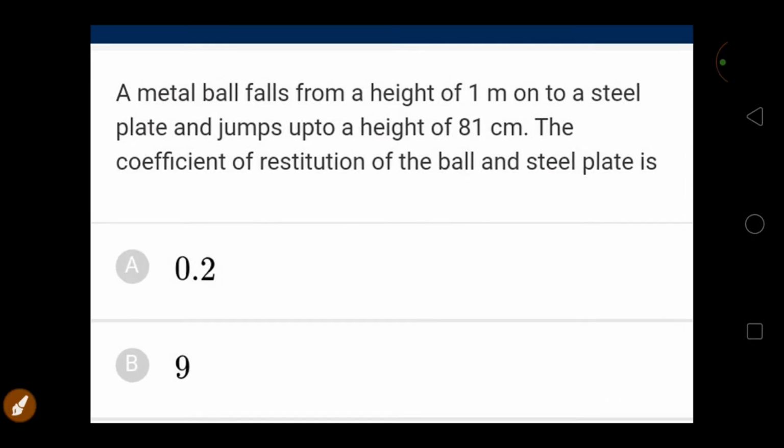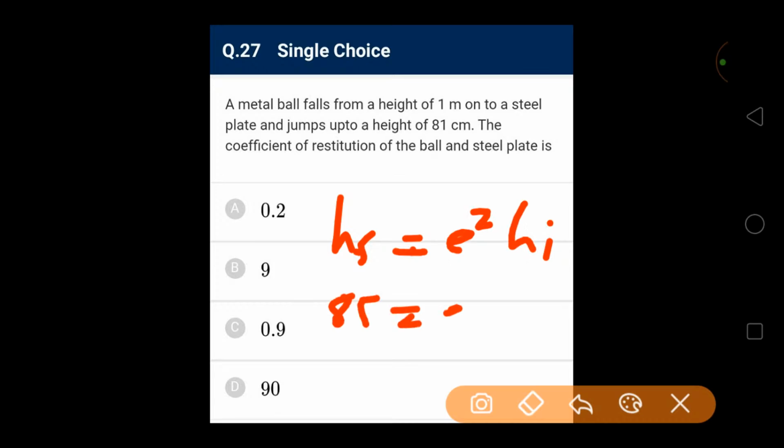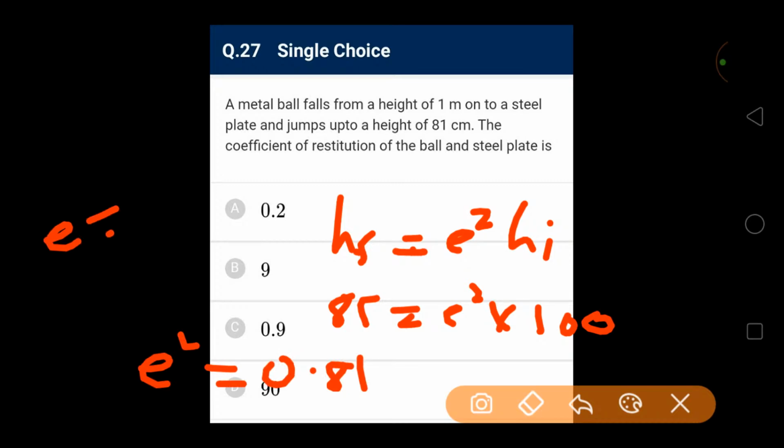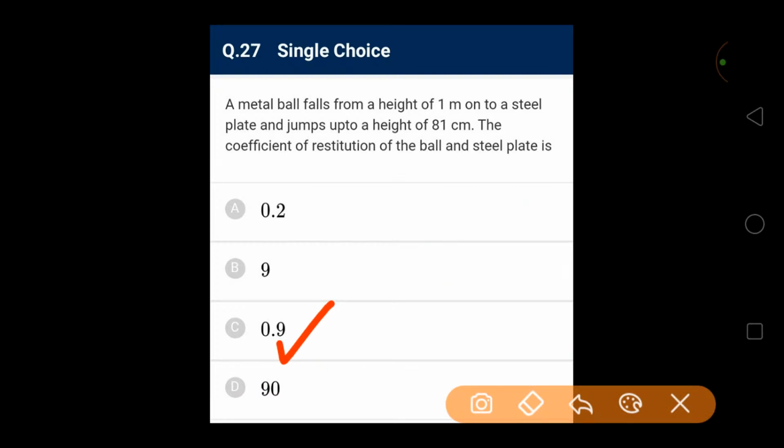A metal ball falls from a height of 1 meter onto a steel plate and jumps up to a height of 81 centimeter. What is the coefficient of restitution? We know that height final is equal to e squared into height initial. So what is height final? 81, equal to e squared into height initial, 1 meter. So make it 100 centimeter. So e squared is equal to 0.81. e is going to be 0.9. So don't forget to use the unit conversion, otherwise your answer may go wrong.